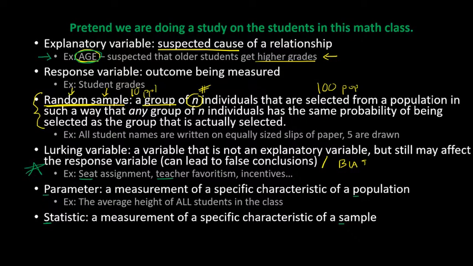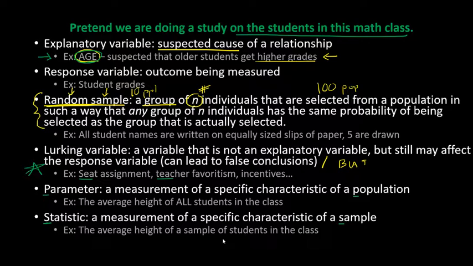Okay, so for example, a parameter for our study on the students in this math class could be the average height of all students in the class, whereas a statistic might be the average height of a certain sample of students in the class, right?